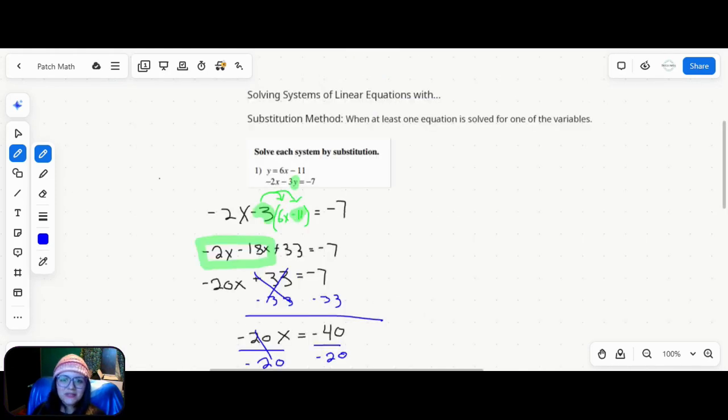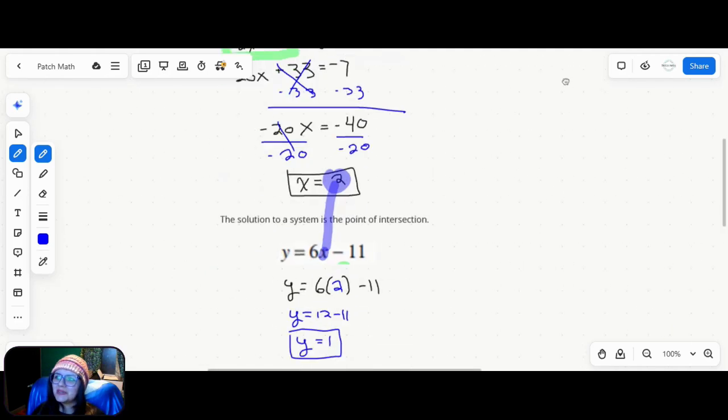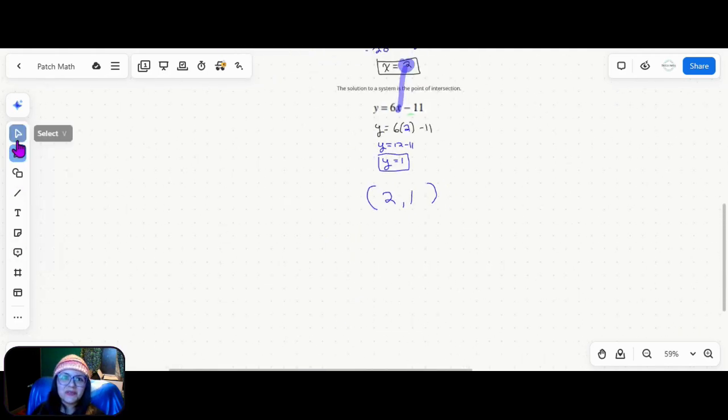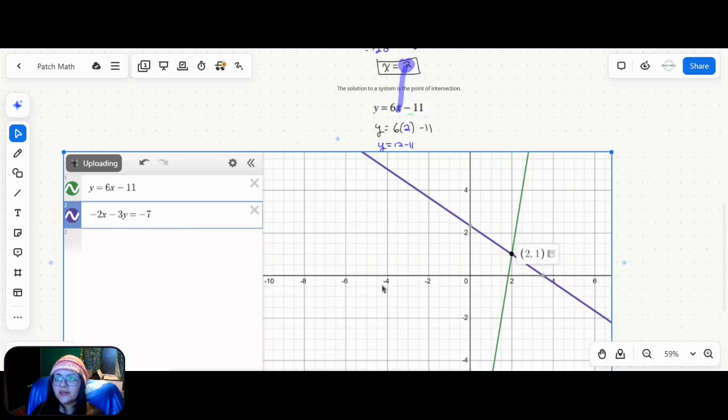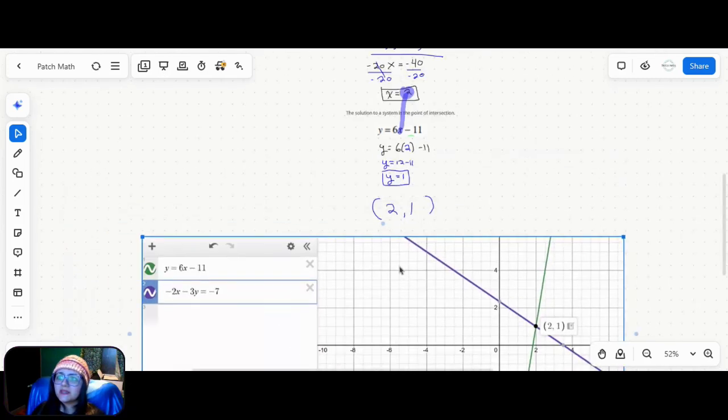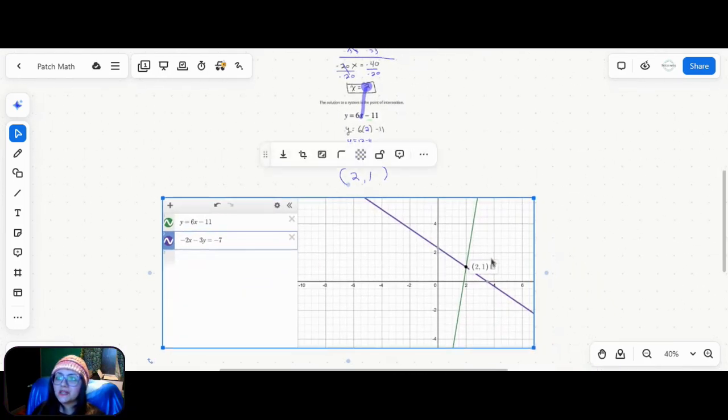And since up till now, you have probably been used to seeing systems and their solutions via graphing, here is the graph of both of those equations, and you'll see they intersect at 2, 1. And the source that I used to graph these is desmos.com.